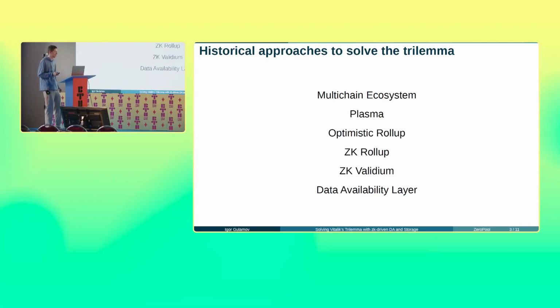Next was the evolution of Plasma: optimistic rollups, ZK rollups, and ZK validiums. And the freshest solution is the data availability layer. It's implemented in Ethereum in Proto-Danksharding, and there are also solutions like Celestia, EigenLayer, and Avail, which provide data availability too. The issue with data availability is that the data is stored for a short time. It could be 2 weeks or 1 month.